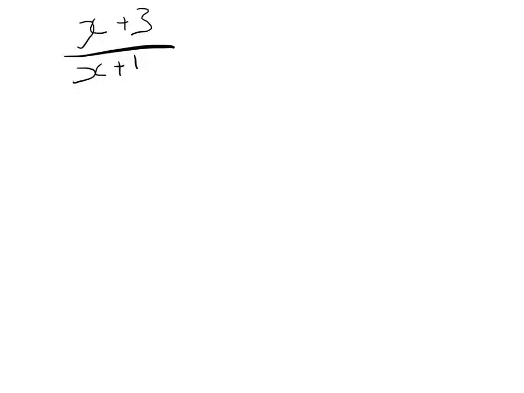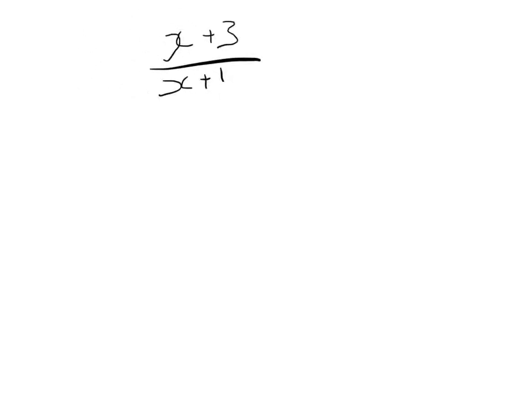Okay, let's look at this function here. f of x equals x plus 3 over x plus 1. Now, this one is a hyperbola, and it's got a couple of asymptotes. So we could draw it, but the interesting thing here is what happens when x gets really close to infinity? What does it become?